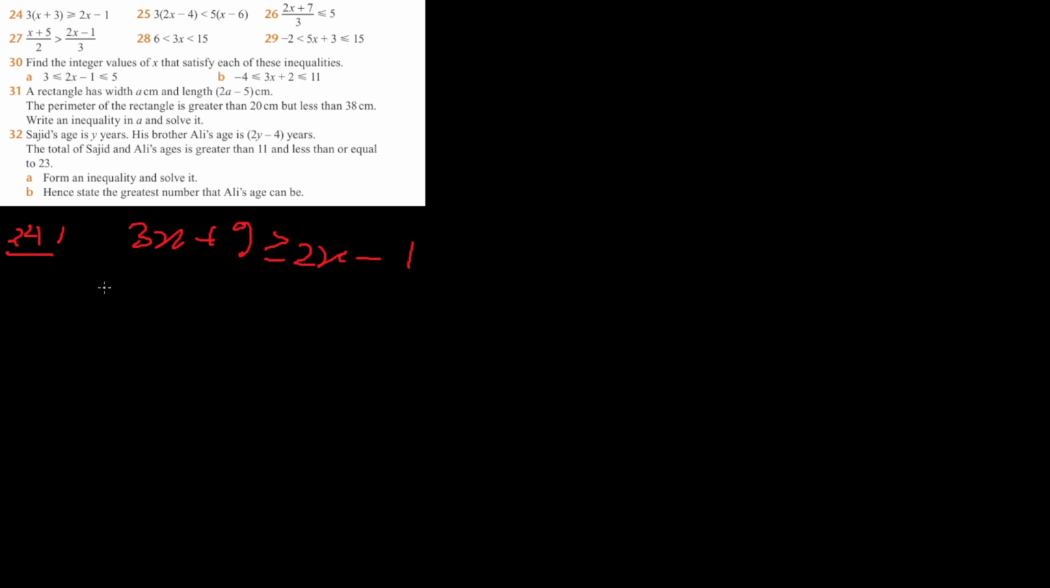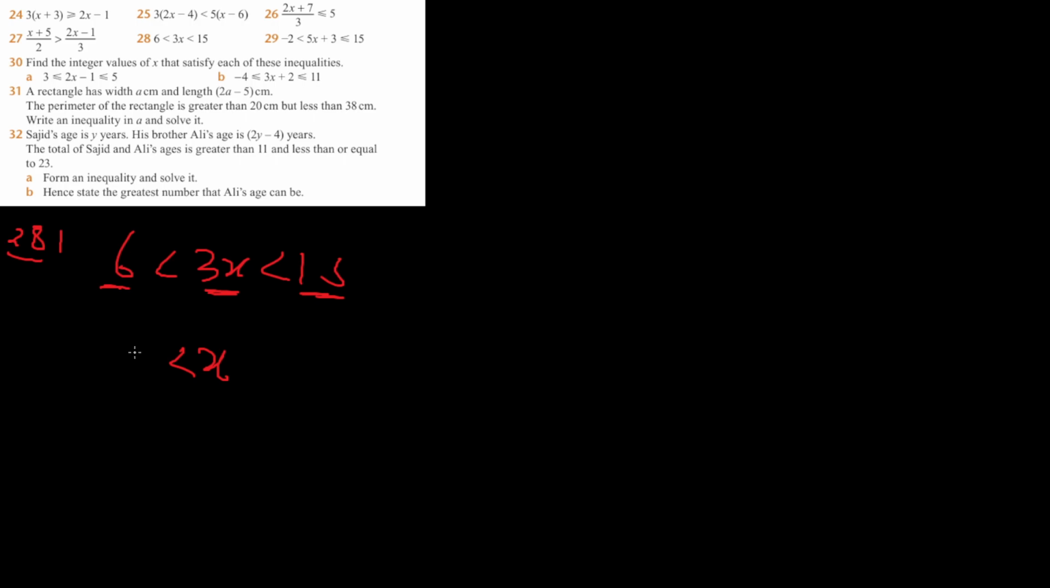Let's do number 28. As we can see, this is 3 inequalities, so this is a bit tougher. So it's not really that tough. We basically have to do the same thing for each of these. So we can see that all of these can be divided by 3. So we can just put x here. 6 divided by 3 is 2, and this would be 5. So that is our inequality.